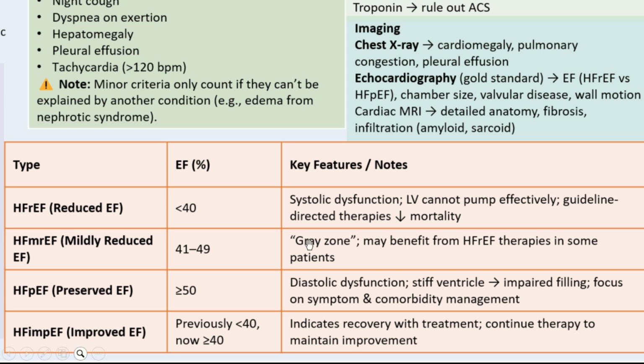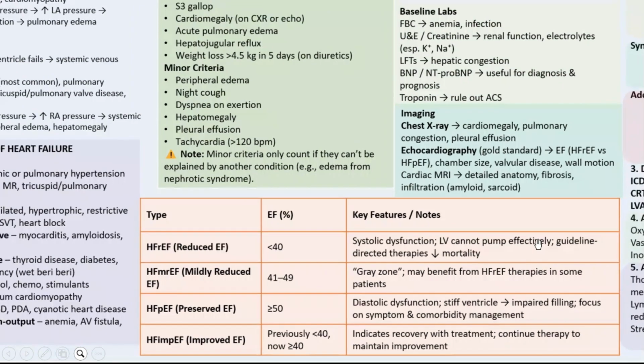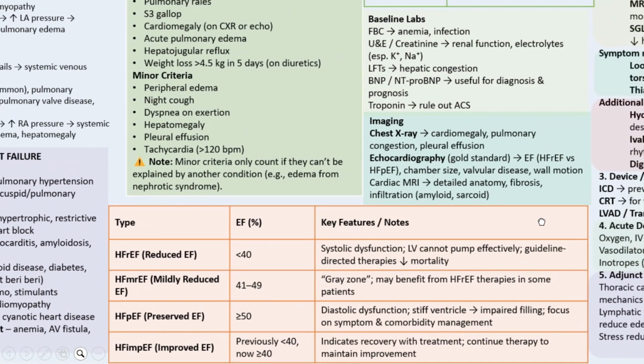Then we have heart failure with improved ejection fraction. This one is someone who had reduced ejection fraction, below 40, and now comes up above 40. So the most common and most important are heart failure with reduced ejection fraction and heart failure with preserved ejection fraction. That is what most people are going to focus on, or what you're going to be asked about most commonly. But it's also important to know the other ones.